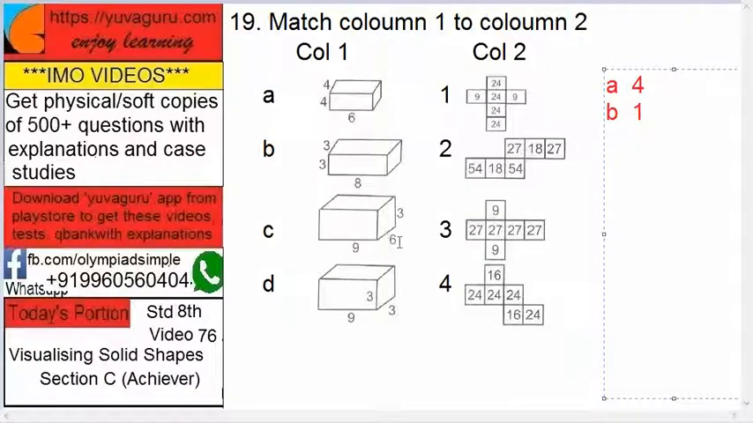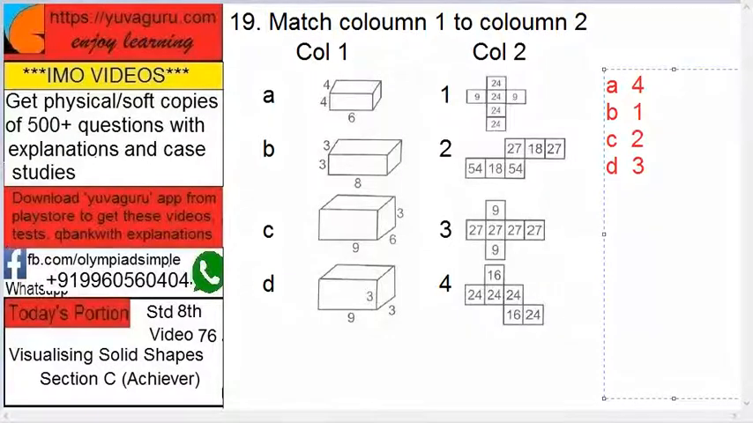So 9 times 6, check other ones. 9 times 6 is 54. Is there any 54 anywhere else? No. So check which area is 54. So this. C will match with 2. So D will match with 3. Also you can check 9 times 3 is 27, 27, 27, many 27. So this will match with 3.